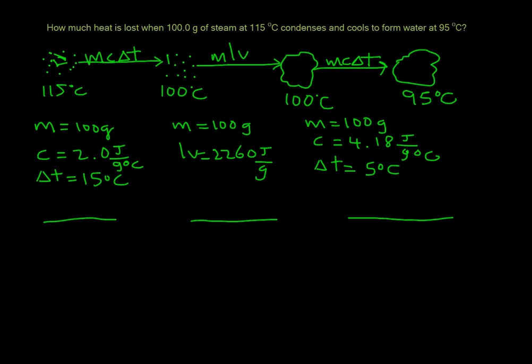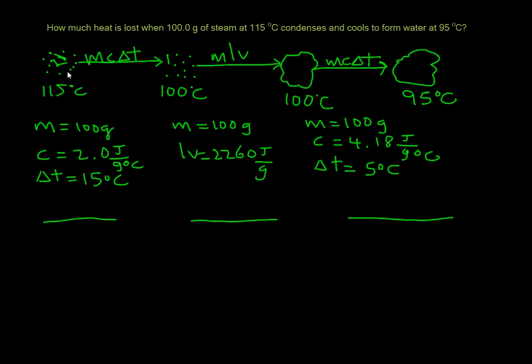Okay, so today we're going to look at how much heat is lost when 100 grams of steam at 115 degrees Celsius condenses and cools to form water at 95. Okay, so it's important for us to first of all realize that we have steam and there's going to be a change of state.